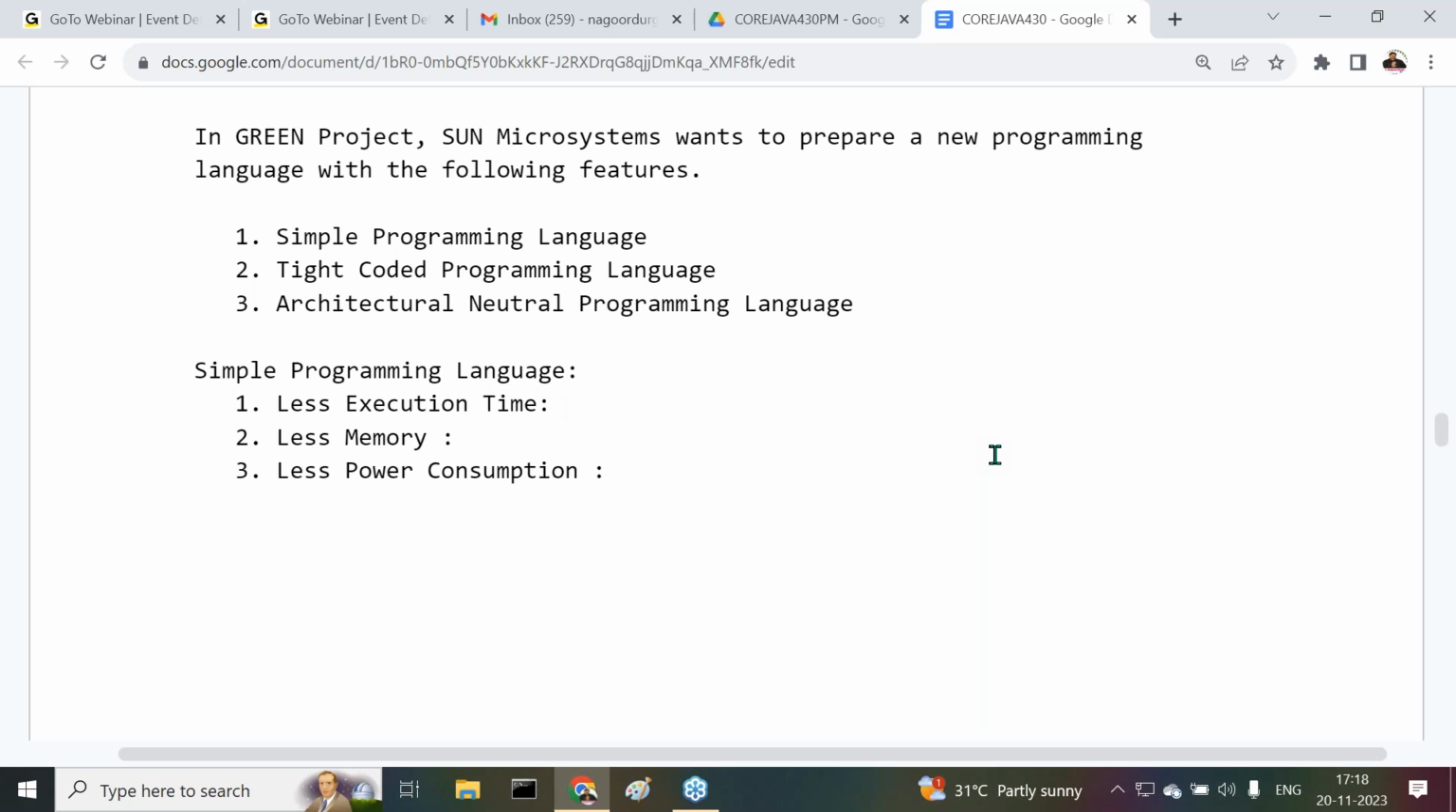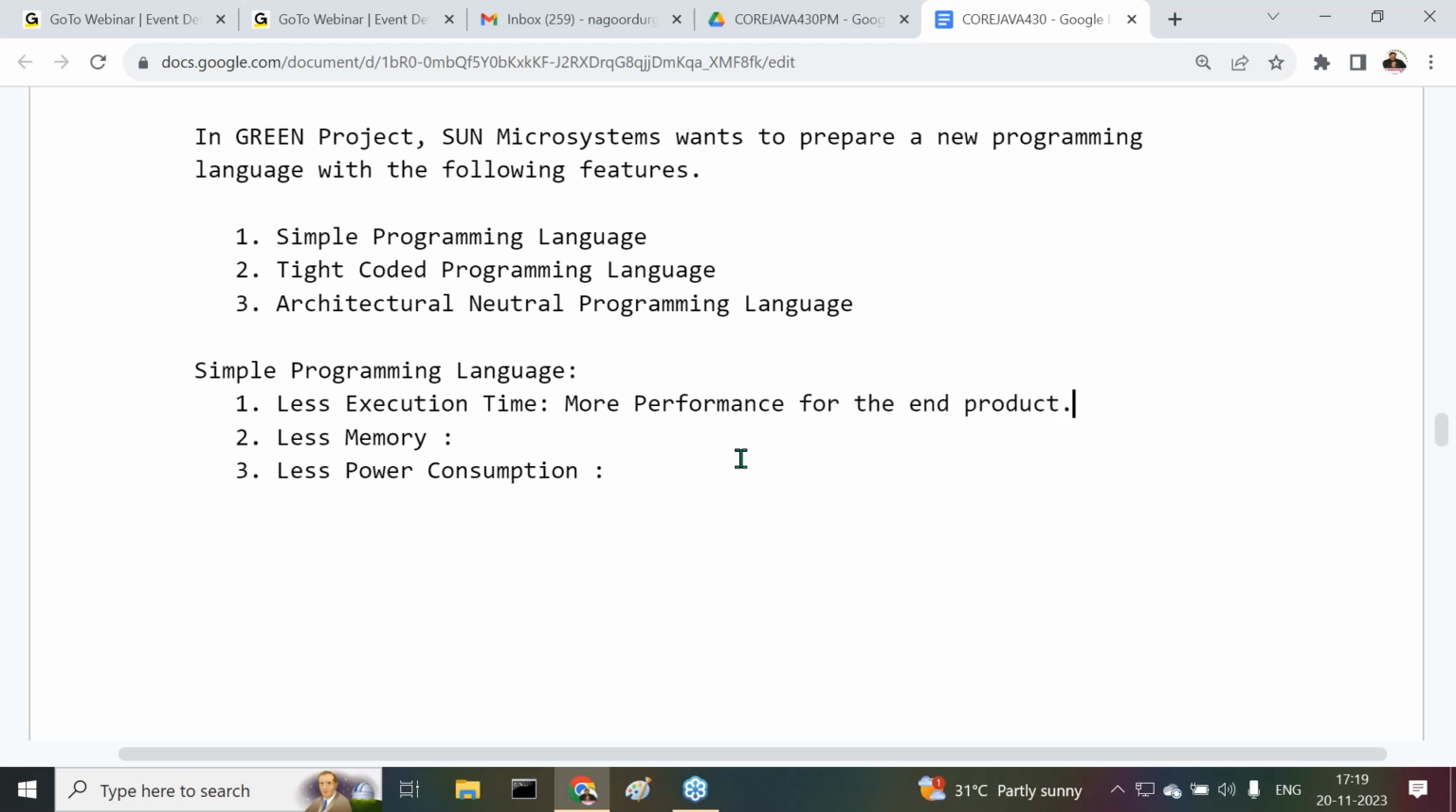That's why Sun Microsystems decided to prepare a new programming language. It has to take less execution time. It has to provide less execution time for its applications. If it is less execution time, automatically we are going to get more performance for the end product.